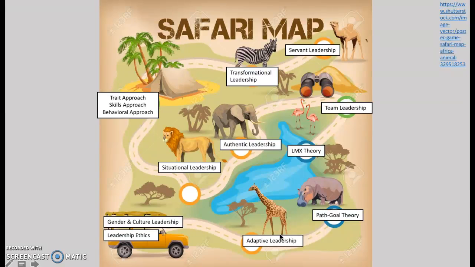And then last but not least, over here on the Jeep, I placed gender and culture leadership and leadership ethics because these are things that you have to keep in mind throughout all of the leadership styles, and the Jeep follows the entire path, so it's something that goes through the entire map.